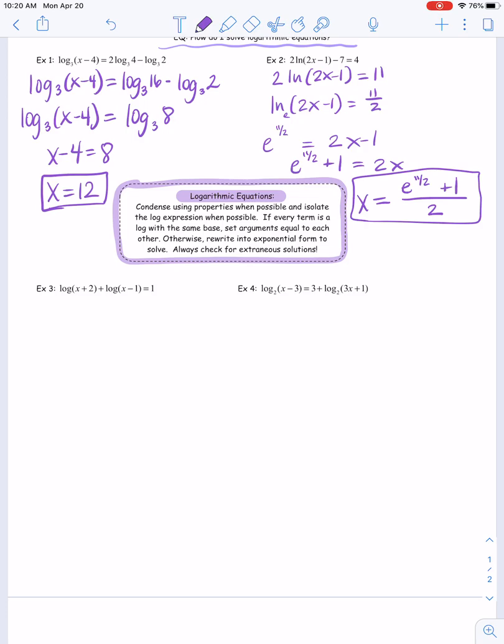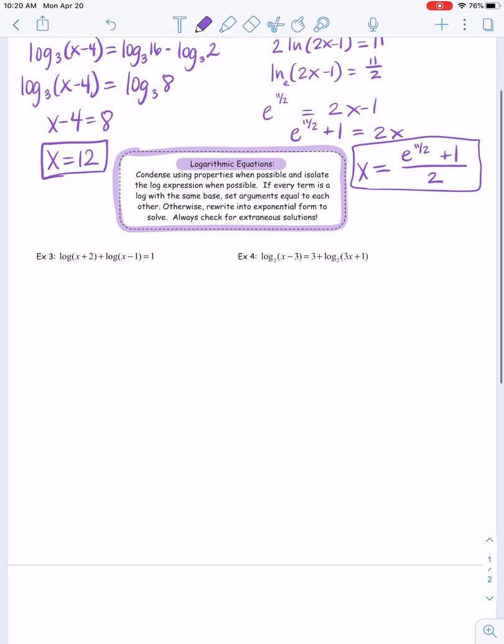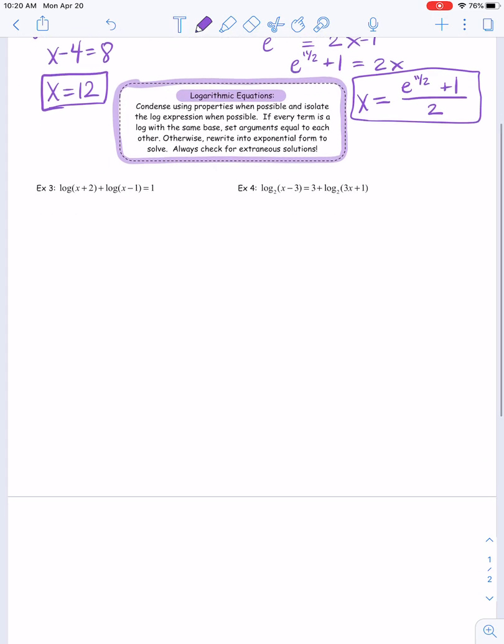Remember, whenever we solve any kind of equation or function, we always want to check our answers for extraneous solutions. That's what we'll see in examples 3 and 4. I want to apply all those properties that I've been talking about: condense when possible. If the logs have the same base, just set the arguments equal to each other. If not, we'll rewrite it as the exponential form and solve.